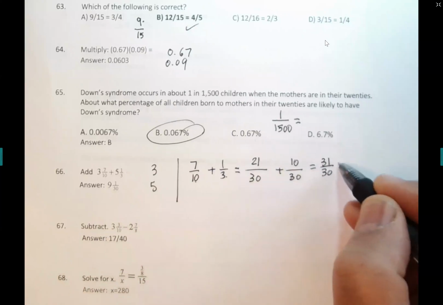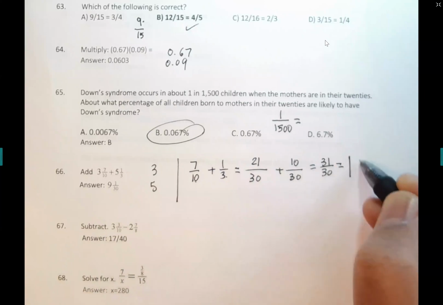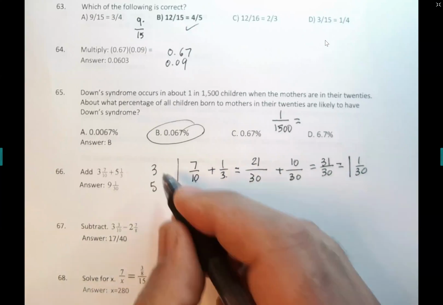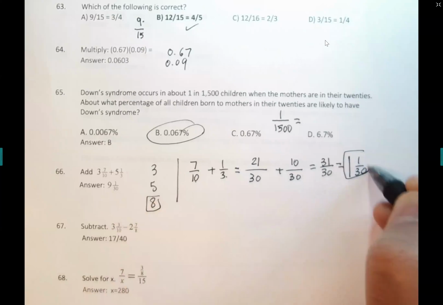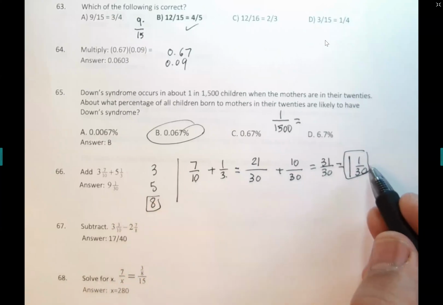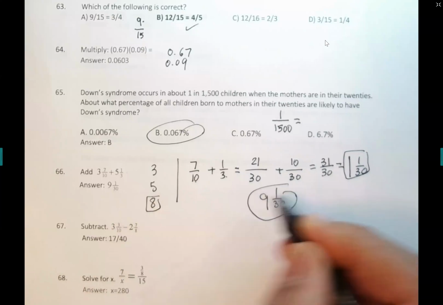But if it is an improper fraction, change it to a mixed number. So how many 30s are there in 31? 1 and 1 over 30. And 3 plus 5 is 8. Now we need to add these two. 8 and 1 and 1/30th will be total 9 and 1/30th. There you go.